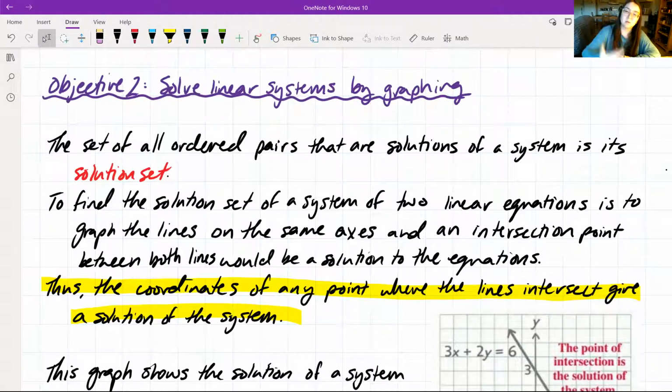So you want to draw out your axes, and you would plot both lines in that case on your graph there. And an intersection point between both lines would be a solution to the equations. So if you plot 2 lines on a plane and they intersect at a certain point, that point is your solution. Thus, the coordinates of any point where the lines intersect give a solution of the system.